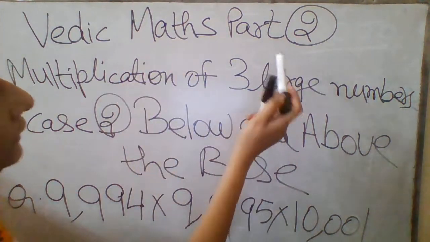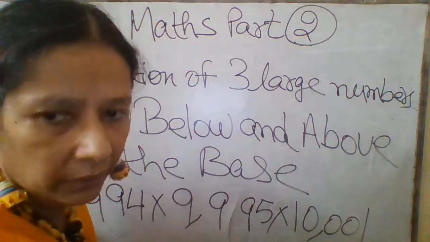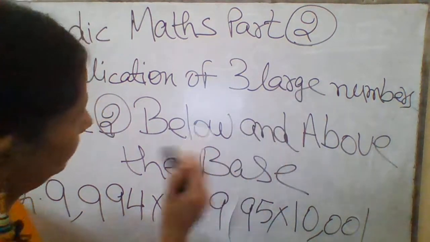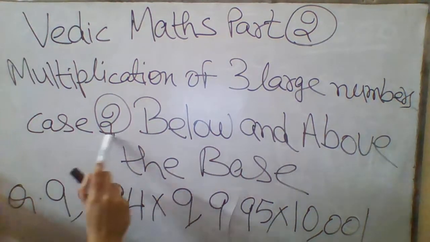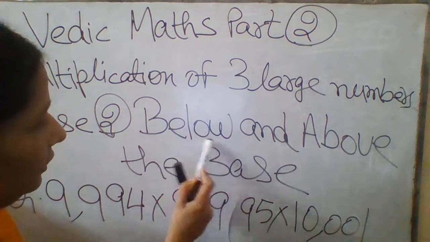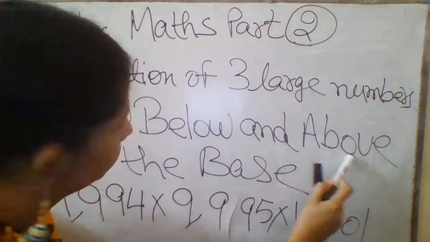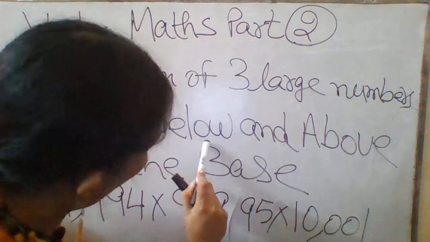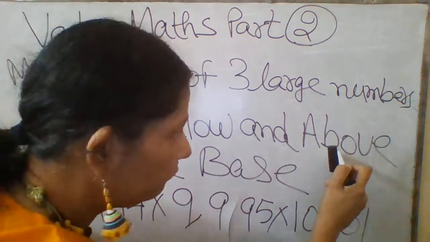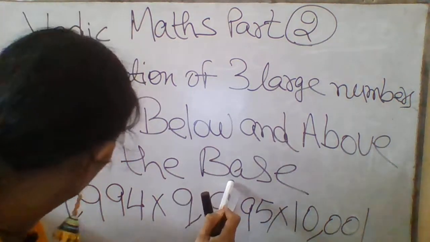Now this is my part 2. Already I have made part 1 also. Today is my part 2, and in this part 2 you see this case. This is my second case when the numbers are below and above. See, the numbers are both. Numbers will be below also and above also near some particular base.